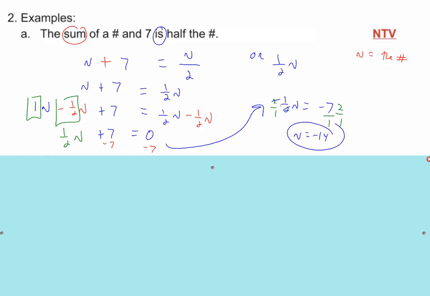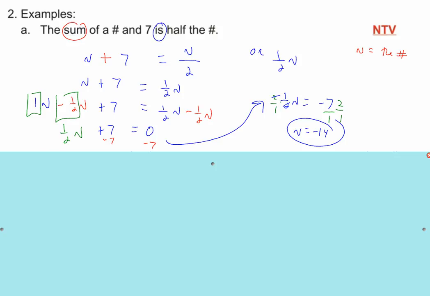Does my answer make sense? A lot of times that's what you're going to have to do to figure it out. You're going to have to substitute it back into the original and see if indeed you get a true answer. So, the sum of the number and 7 equals half the number. Let's try another one.